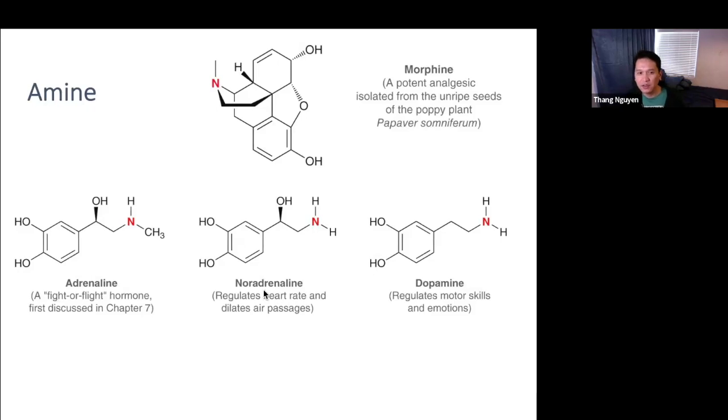This is noradrenaline, so this is now a drug. It regulates heart rate and dilates your air passages. And then we have here dopamine. This is also a drug, but also natural in your body. It regulates motor skills and emotions. I think they give this to help with Parkinson's. Dopamine is also the molecule that is released when you are super happy, maybe after an exercise. So nitrogens with just single bonds, then it's an amine.